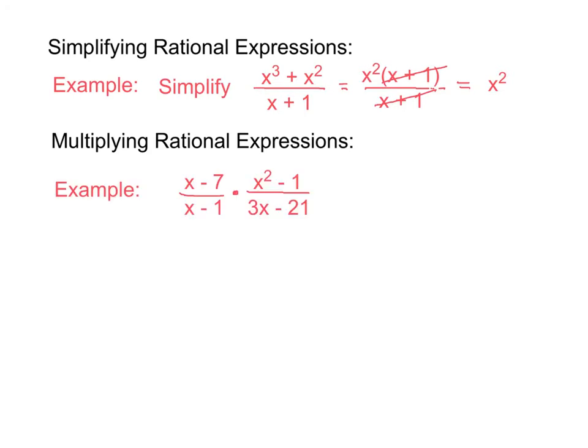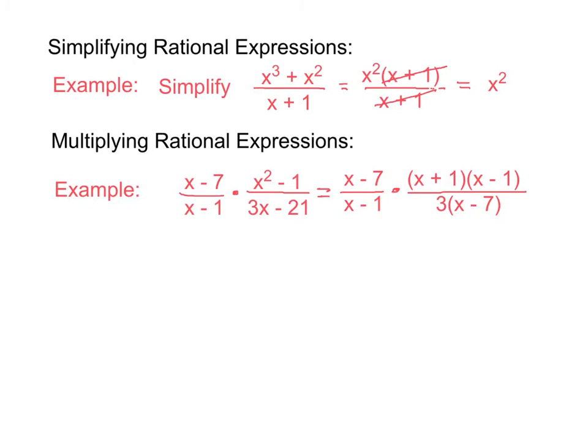So let's say we've got x minus 7 over x minus 1 times x squared minus 1 over 3x minus 21. The first thing we're going to do is factor completely both numerators and denominators. So if we factor x squared minus 1, that becomes x plus 1 times x minus 1. And if we factor 3x minus 21, that becomes 3 times x minus 7.